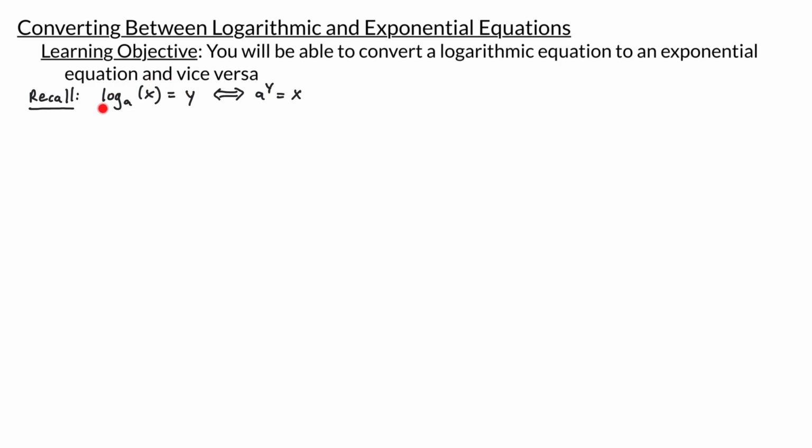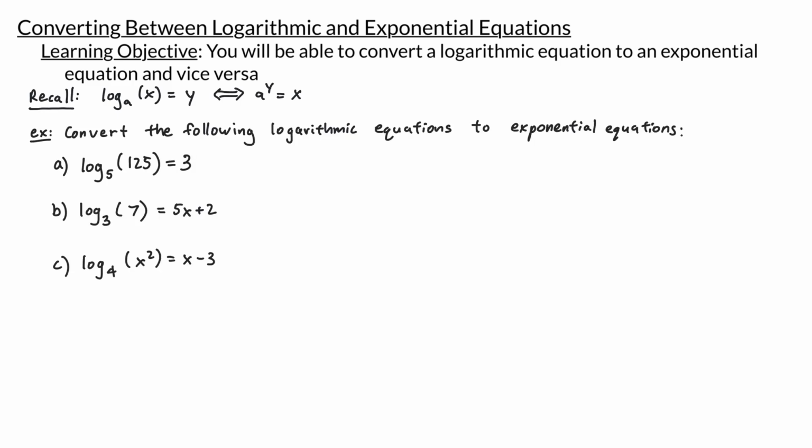The equivalence of these two equations is what allows me to convert from logarithmic equations to exponential equations and vice versa. Let's take a look at some examples. For these examples, we want to convert from the logarithmic equations that we see here to exponential equations. In example A, we have the equation log with base 5 of 125 is equal to 3. Now remember our equivalence. Log with base a of x equals y is the same as a to the power of y is equal to x.